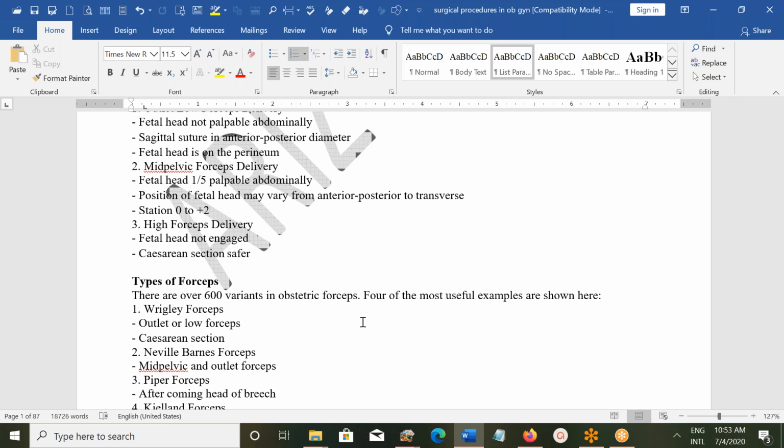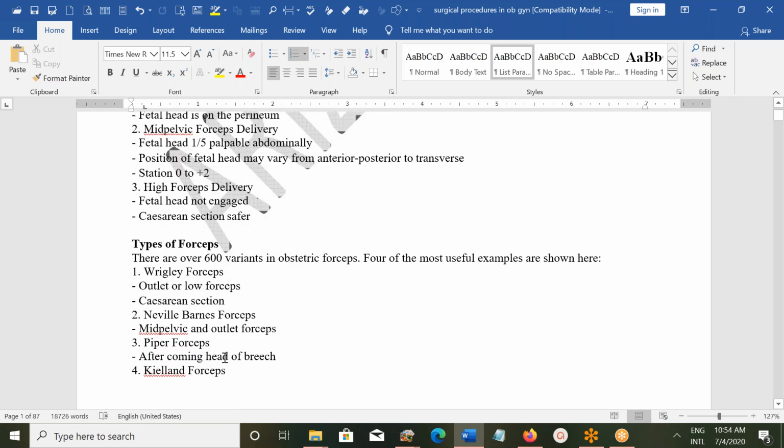There are more than 600 types of forceps, but four of them are most commonly used. Wrigley's are the outlet or the low forceps. At the time of cesarean section, ideally we can use those; Wrigley's can be used at the time of cesarean section also. You must have seen that. Then Neville Barnes are used as the mid pelvic and the outlet forceps. Then Piper forceps is used for the after coming head of the breech. That is more specific.